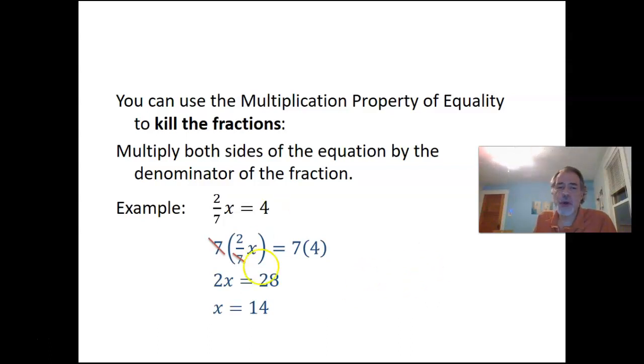Now, there's other ways we could have done this. We could have said, okay, we have a number times x, divide both sides by that number. So you just have to divide both sides by the number 2/7, which is fine if you know how to divide by a fraction. You multiply by the reciprocal. Or you could have just said, let's multiply both sides by the reciprocal of 2/7, which would be 7/2. That works. But this trick of just multiplying by the denominator is going to come in handy when we have more than one fraction.